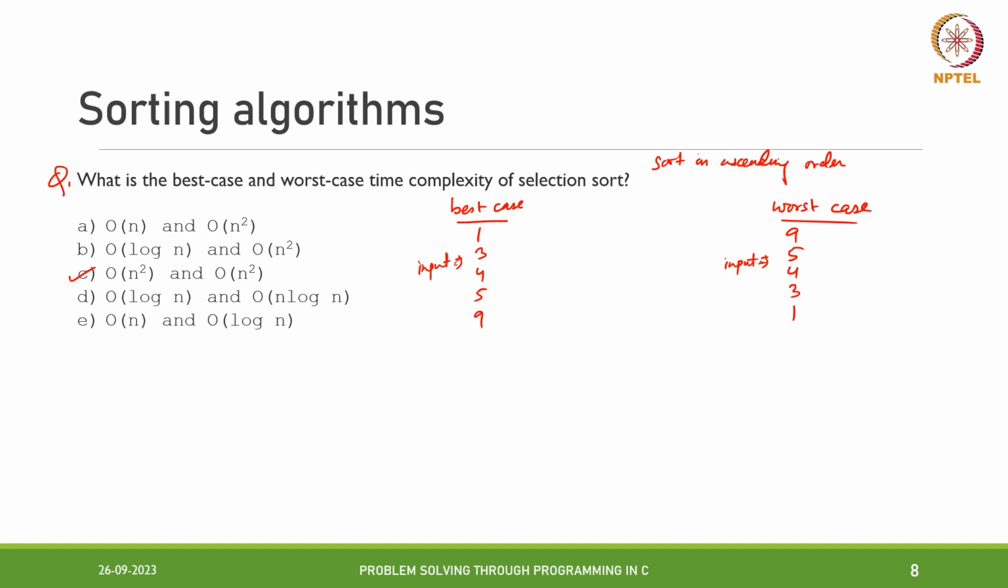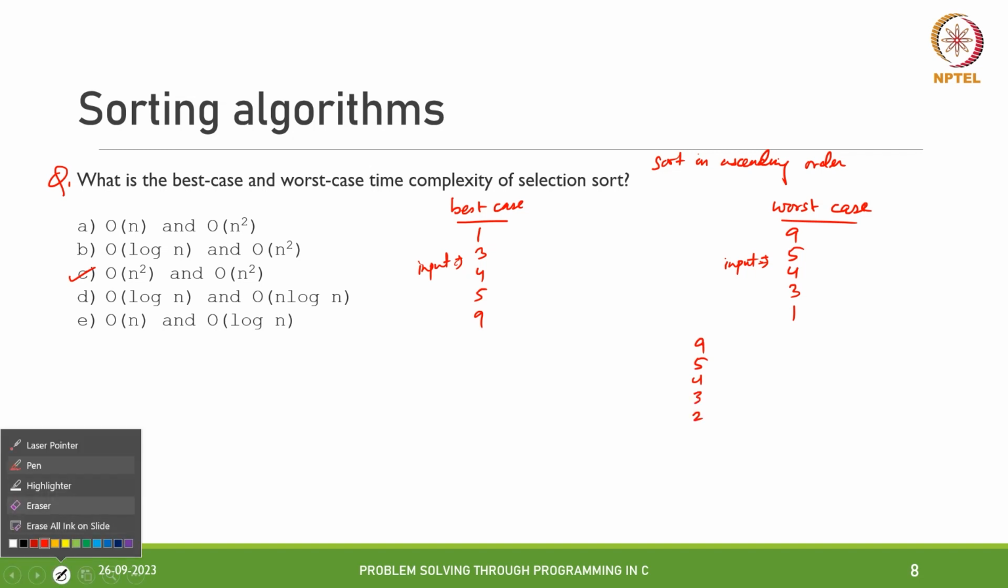Okay, what happens in selection sort? In selection sort, what we do is we take the first element. Let's do the worst case first. So we take the first element. Okay, let's write it down again. No, it's not 2, it's 1.